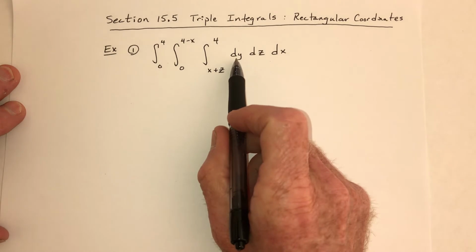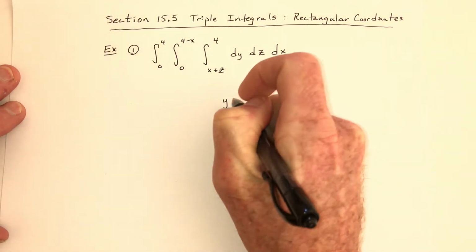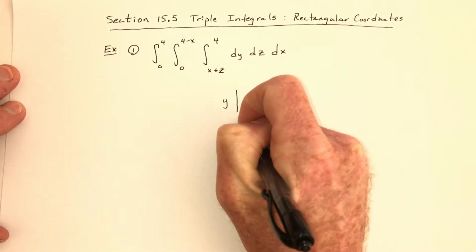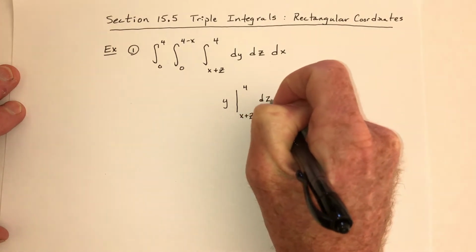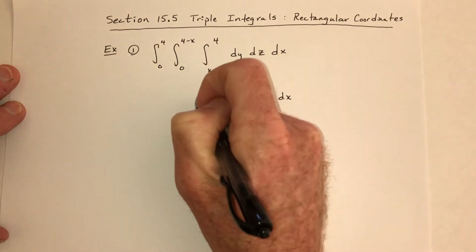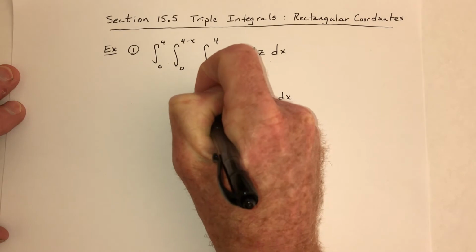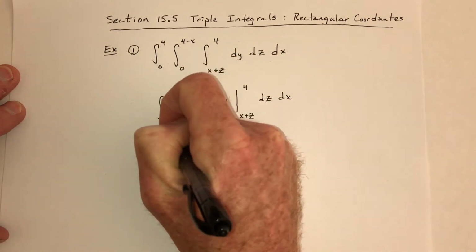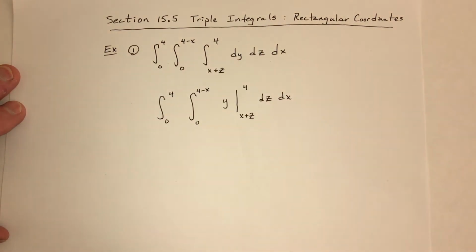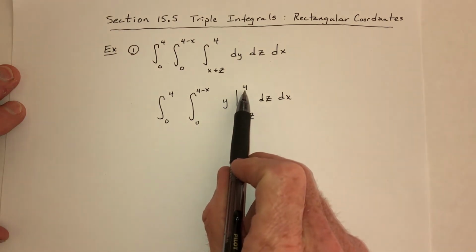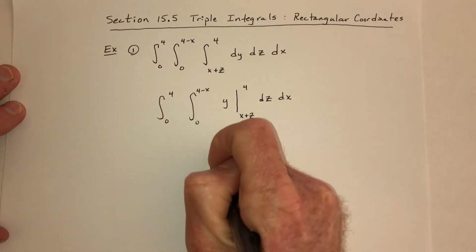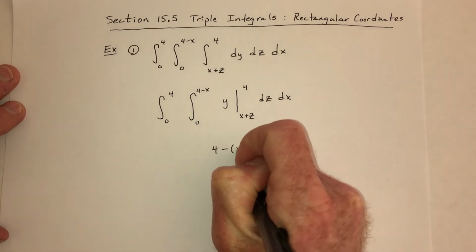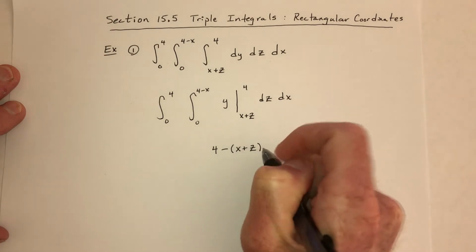So to actually do it, the antiderivative is going to be y, and then that gets evaluated from x plus z to 4, and then just recopy the dz dx. So basically that means it's going to be the top plane minus the bottom plane. So substituting in, that's going to be 4 minus x plus z.